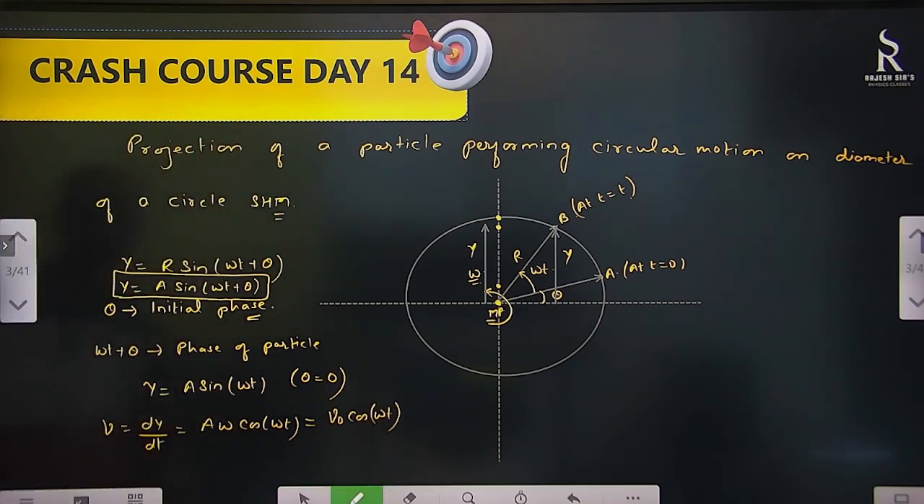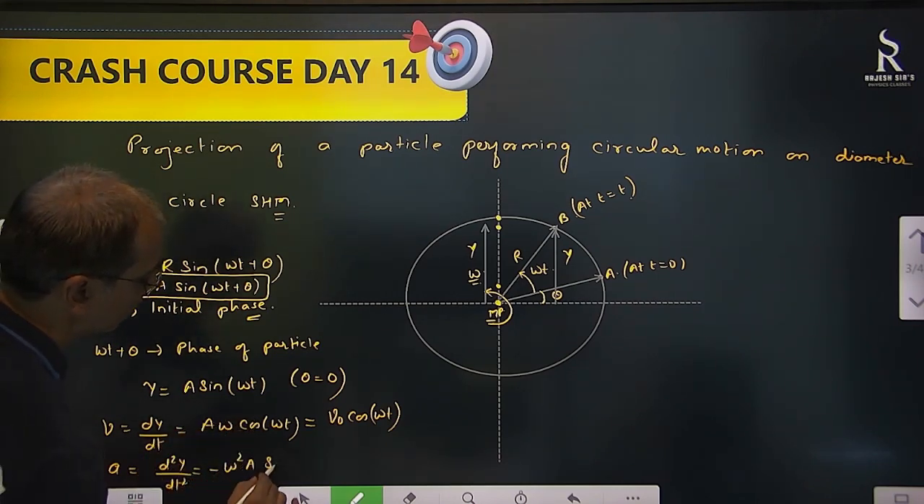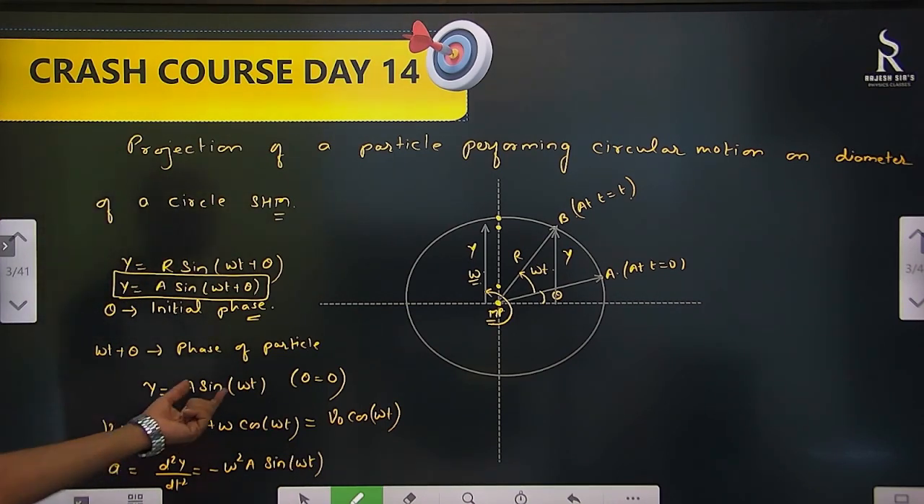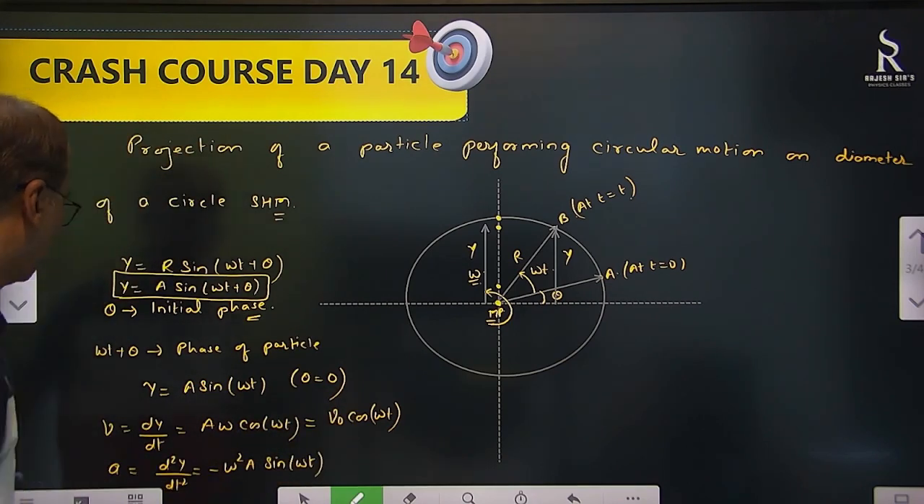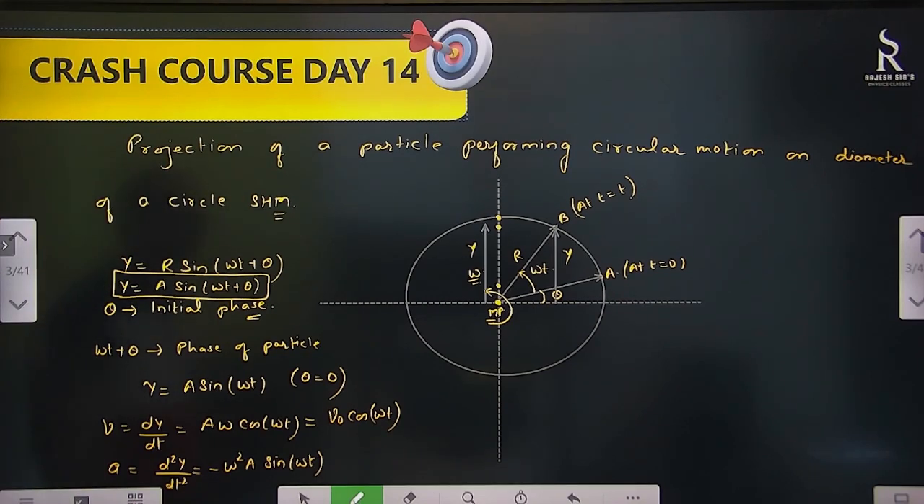Same way acceleration, one more time differentiation. d square y by dt square. So its differentiation will be minus omega square A sin omega t. So y is A sin omega t, velocity is A omega cos omega t, and acceleration is minus omega square A sin omega t.